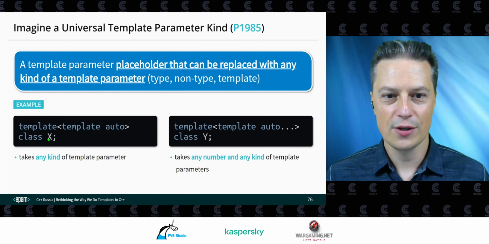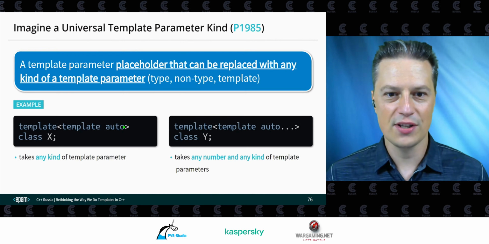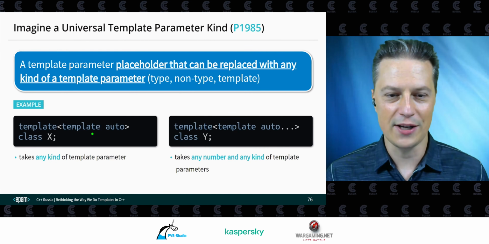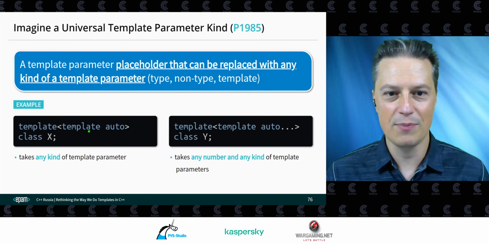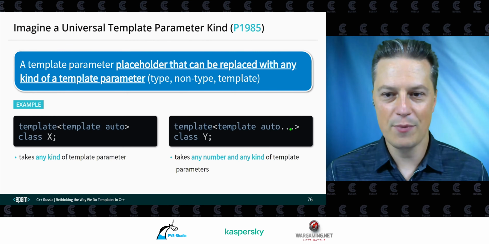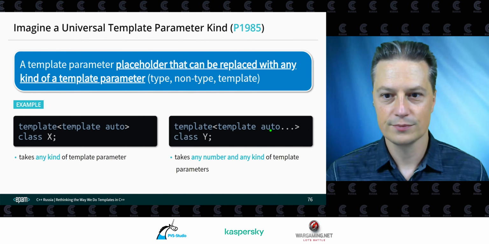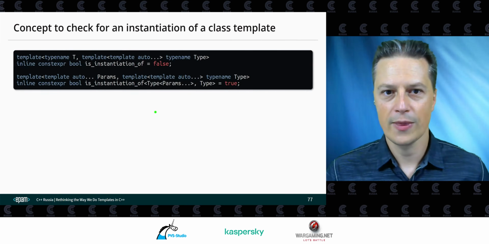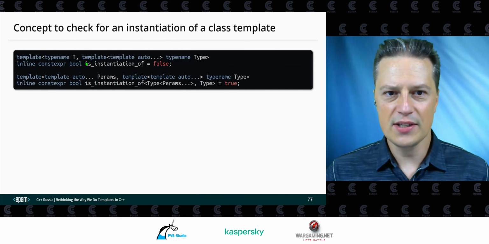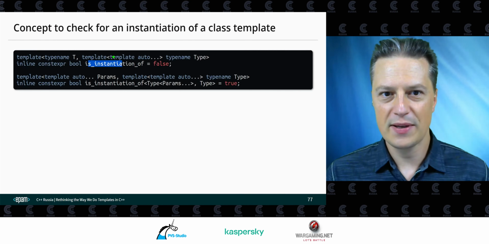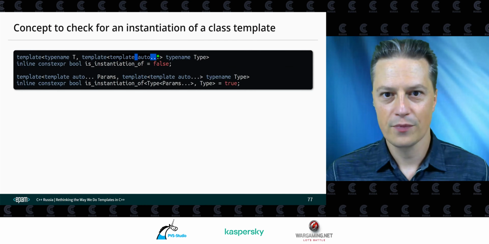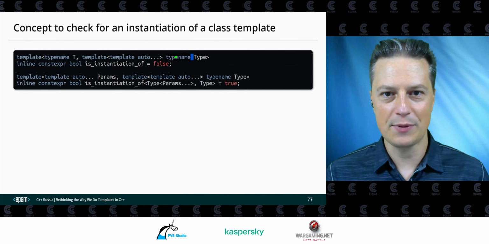So for example, class X with template auto, this is the current syntax we are using for this, says that I'm taking any parameter kind here. It can be a value, it can be a type, it can be a template, and I don't care. Or I can have any number of those. What it allows us to do, for example, is write this instantiation of type trait that basically takes anything here, any class template, or maybe variable template if the other paper will be accepted too.